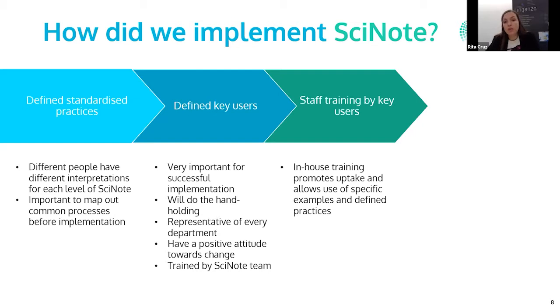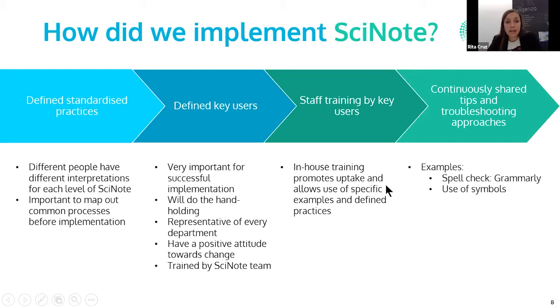So we thought it was important to have these key users do the in-house training rather than just sending everyone to the online resources that SciNote provides. And then we quickly realized that people tend to find the same issues and the same problems, and we try to continuously share tips and troubleshooting approaches.